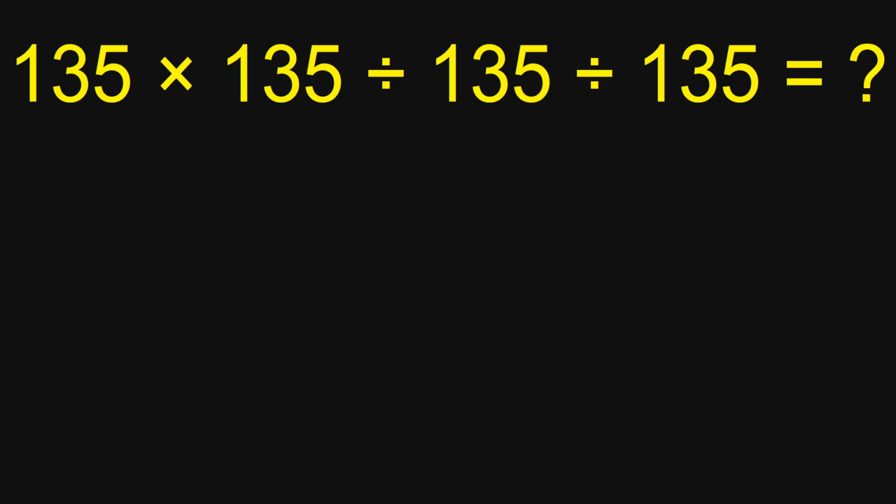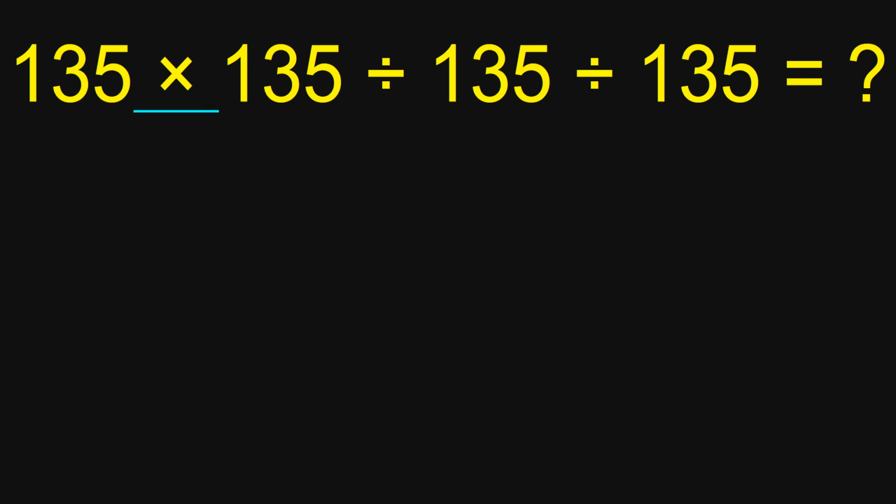In our problem we have 135 times 135 divided by 135 divided by 135. According to the order of operations, we have to work from left to right. So first we have to do this multiplication, then this division, and finally this division. If you do this division before this multiplication, it's wrong. Okay? Now let's start our solution.